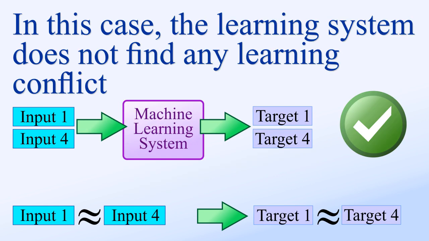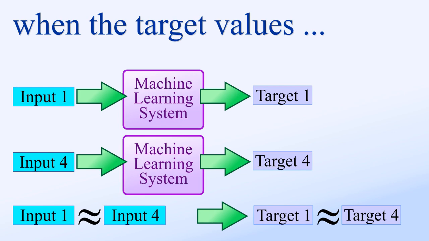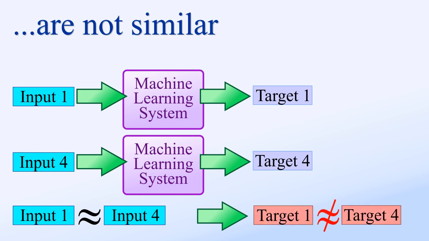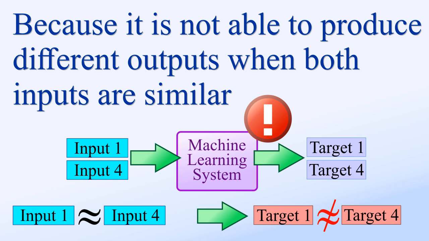In this case, the learning system does not find any learning conflict because the system can produce similar outputs when similar inputs are applied. But when the target values are not similar, the learning system finds a learning conflict because it is not able to produce different outputs when both inputs are similar.